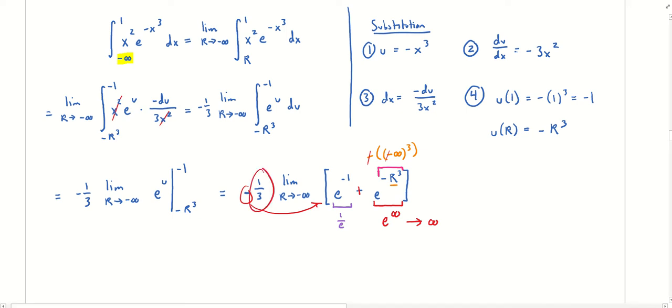And this 1/3, it's just a constant. It's not going to affect what's happening as r goes to negative infinity, because we have this term here, e to the something, and this thing's going to infinity. The 1/3's not going to influence anything. So I have some constant plus a term going to infinity. That's going to mean this entire thing is going to be going to positive infinity.